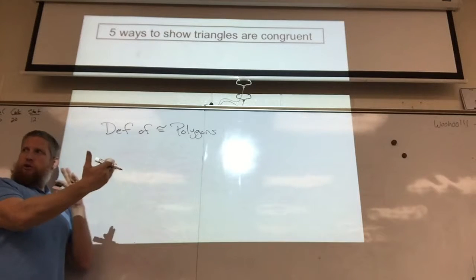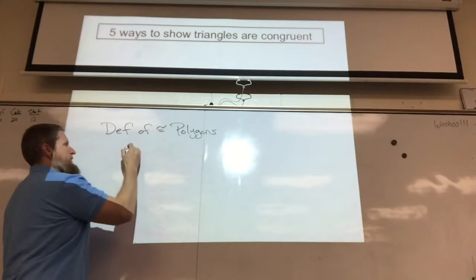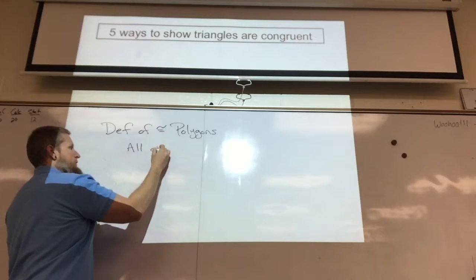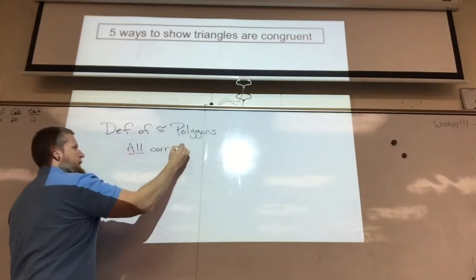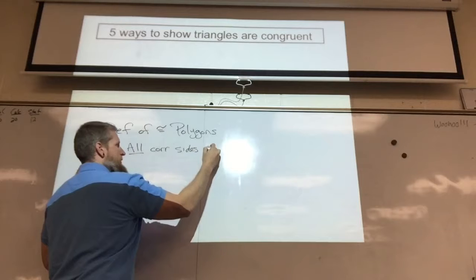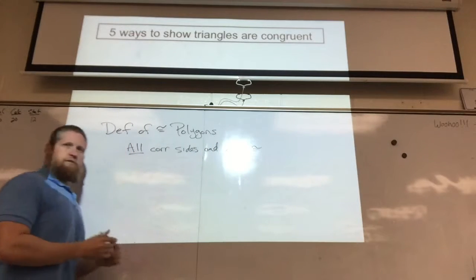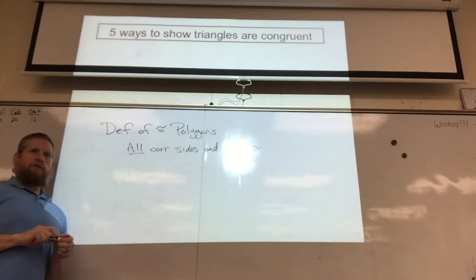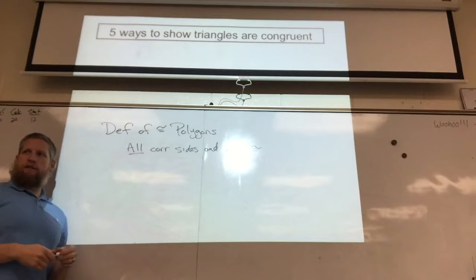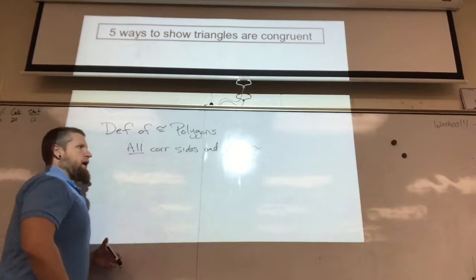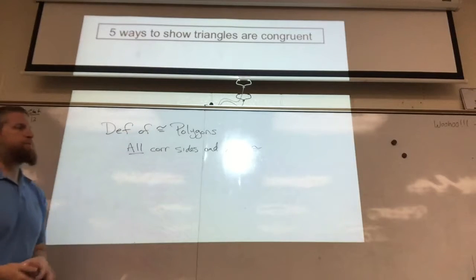For you to be able to show that they're both congruent to each other, you had to have all the corresponding sides and angles be congruent to each other. That was all the pairs. So if it was a hexagon, you had 6 pairs of those things. Triangle, there were 3 pairs of each. Pentagons, 5 pairs, so on.